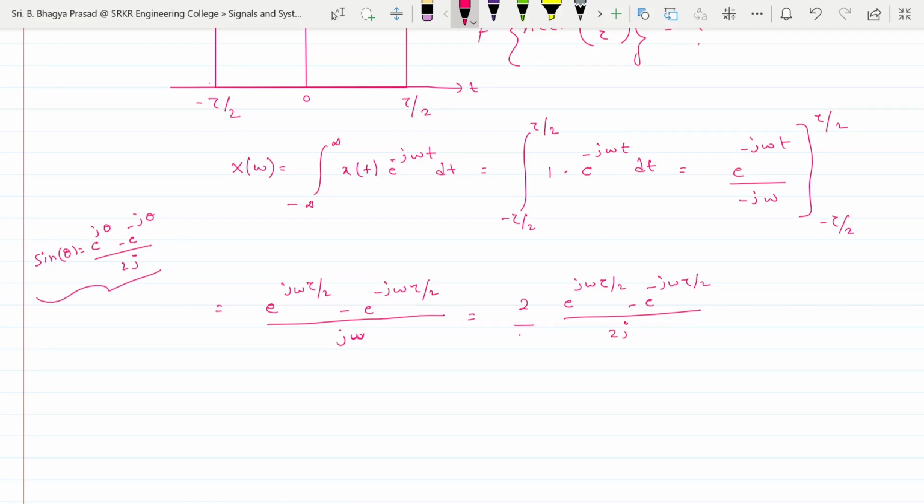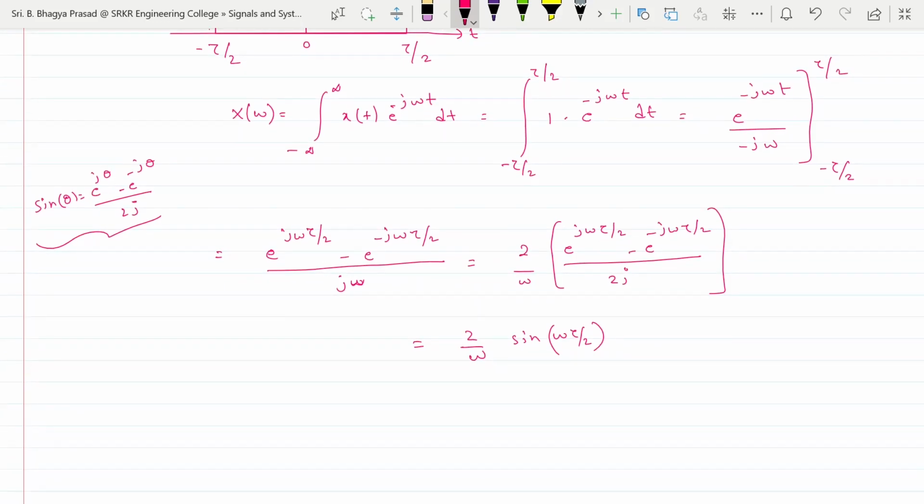I am bringing this omega outside of this expression. So this will be equal to 2 by omega sine omega tau by 2. Okay, so we are rewriting this entire expression as sine omega tau by 2.